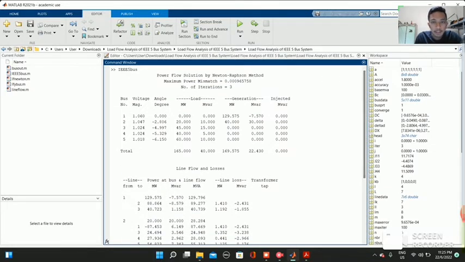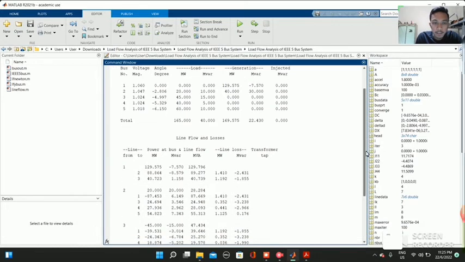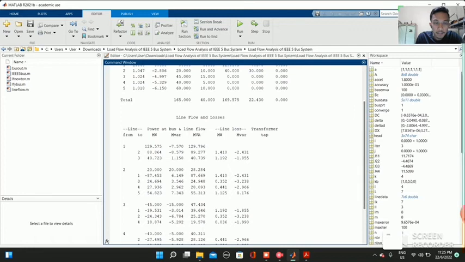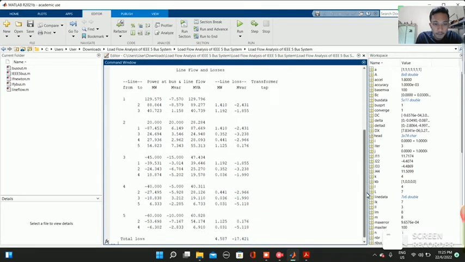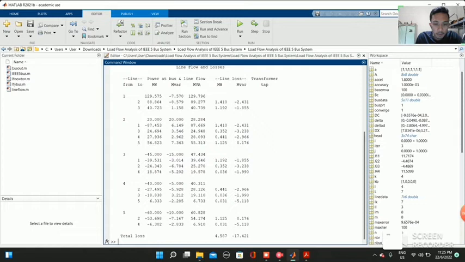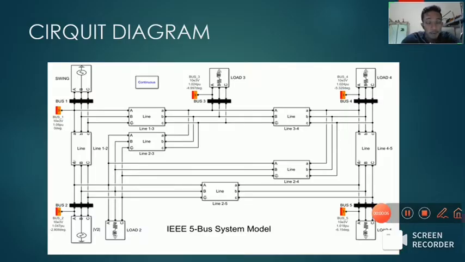This is the data about the bus system, and this is the data for line flow and losses. So the total loss is 4.587 and negative 17.421. Okay, this is the circuit diagram of the IEEE five-bus system. This is the standard circuit before we put the PV panel.